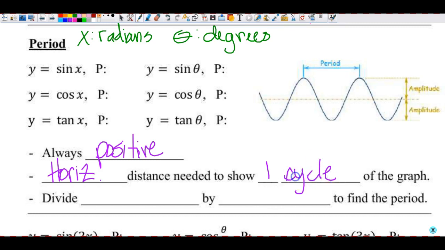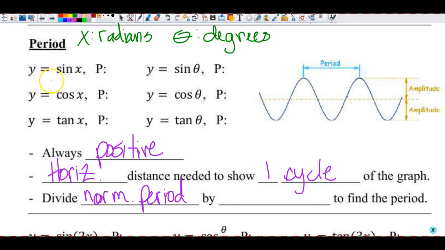Cycle of the graph, right? So you're going to divide to figure it out. This is one cycle of the graph right here if we're looking at a cosine. There's your amplitude. Or it could go from here to here if we're talking sine. One cycle. You're going to divide the normal period, because it could be something different depending on which one we're talking about. So let's look at what that means.